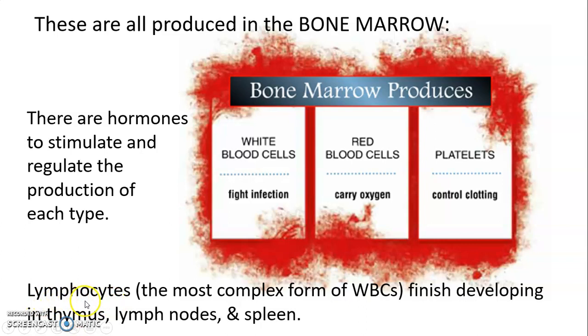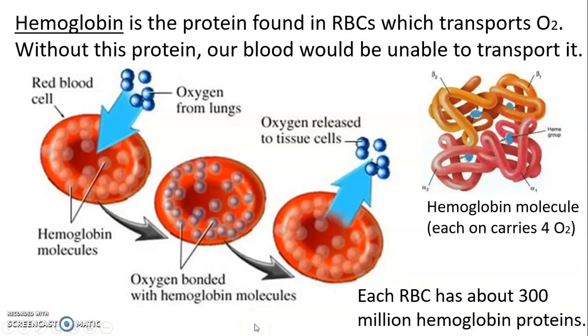One little thing, so they're made in the bone marrow, but there's one little addition to that. Lymphocytes, if you remember lymphocytes, they're the most complex of the white blood cells. They begin to be made in the bone marrow, but their completion, they're fully developed in the thymus, lymph nodes, and spleen. You can remember that because they're lymphocytes, so they're linked to these lymphatic organs.